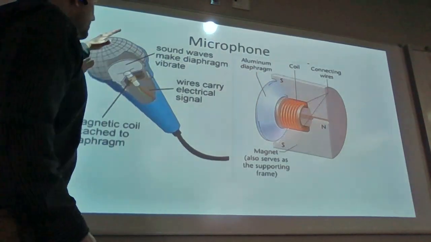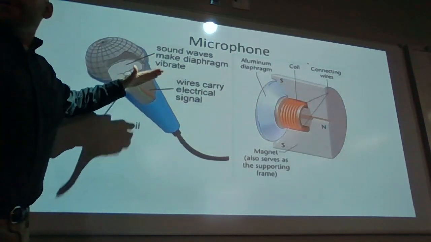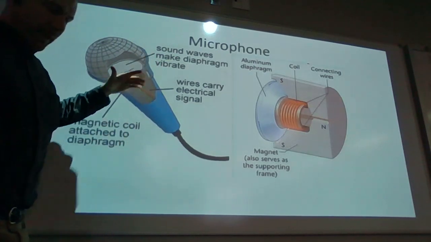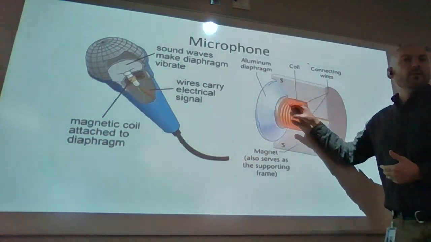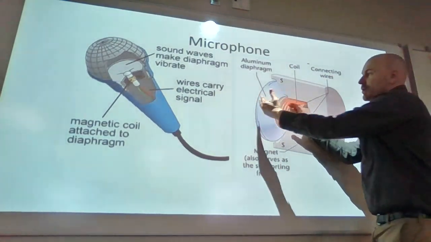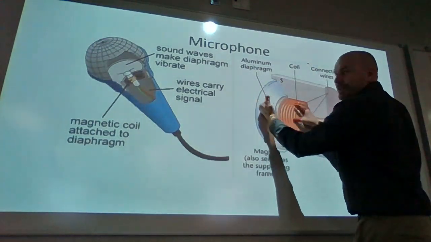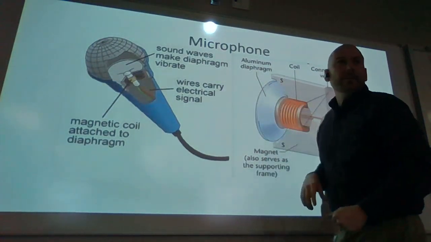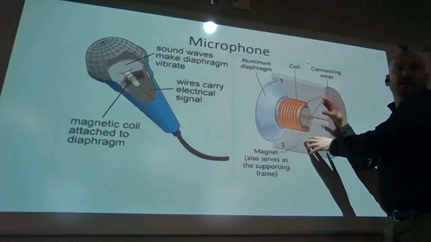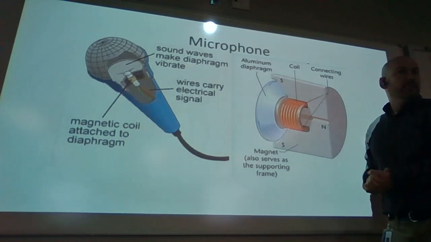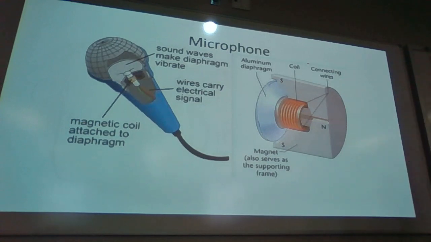You've got your voice causing this diaphragm to vibrate. Okay? Behind that diaphragm is a coil of wire. So as the diaphragm vibrates, that causes this coil of wire to vibrate as well. But that coil of wire is surrounded by a magnetic field. So this coil of wire is vibrating in this magnetic field.